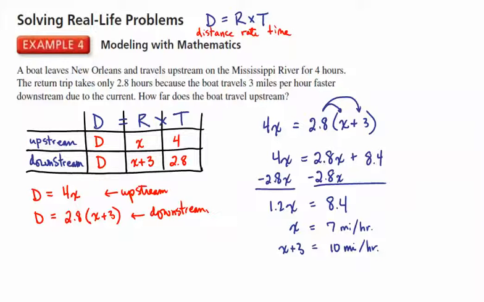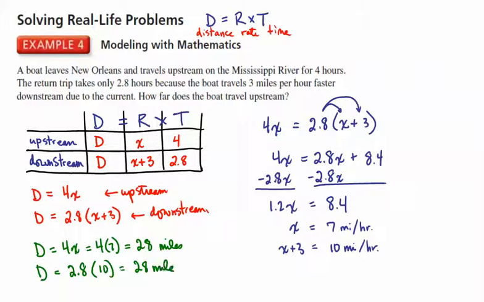What we're trying to figure out is how far the boat travels upstream. Either equation should give us the same value. Since distance is equal to 4x, that's 4 times 7, which is 28 miles. And using 2.8 times x plus 3, which is 10, is also 28 miles. So we can see that the distance traveled is the same, both going up and coming back.